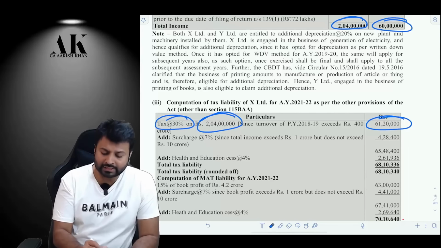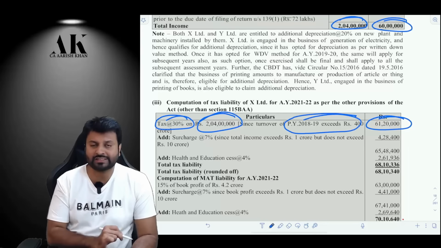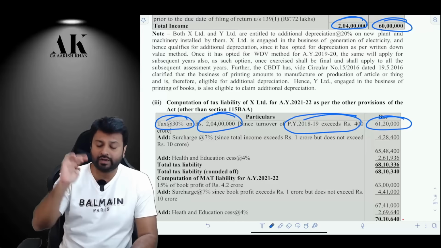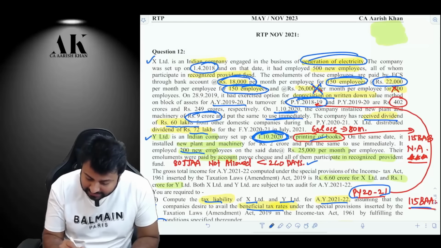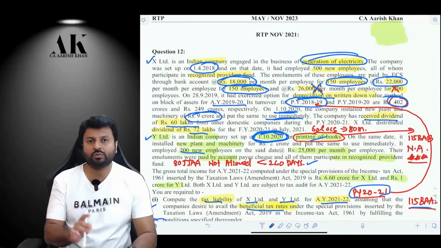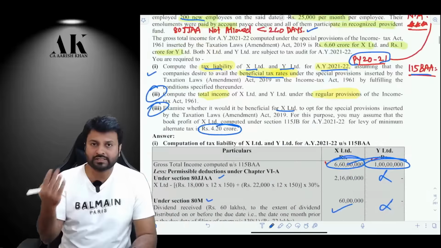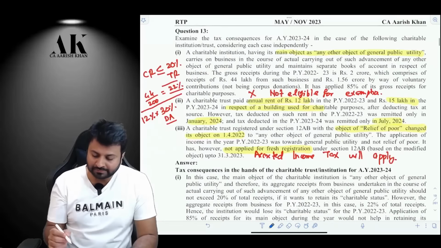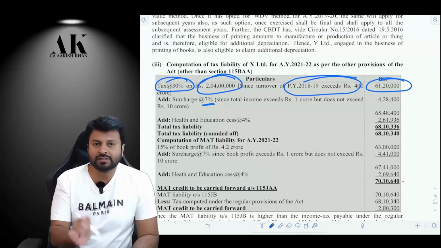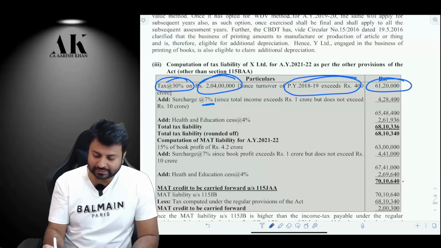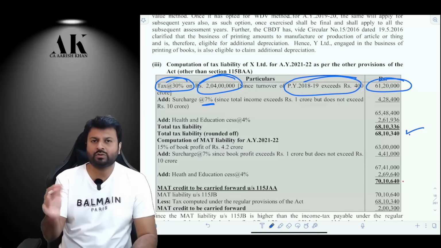On 2 crore 4 lakh, your tax rate will be 30% because your turnover of last year is exceeding 400 crore. You can see in this question over here, your turnover of last year. For you, the last year is 2018-19 and in 18-19, your turnover is 402 crore. And because your turnover is exceeding 400 crore, you will be liable for 30% tax, plus 7% surcharge because your income is more than 1 crore, and 4% cess. Therefore, as per the normal provision, the tax liability is coming to approximately 68 lakh.